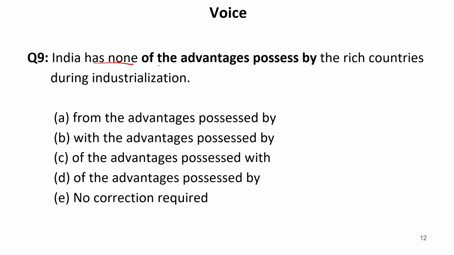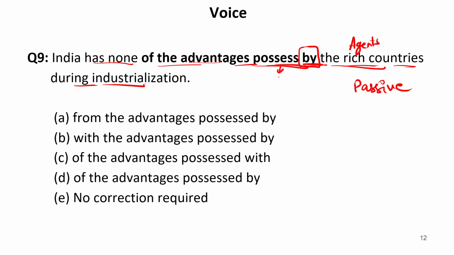India has none of the advantages possessed by the rich countries during industrialization. Now India has none of the advantages. This is one part. Possessed by. Now by is written over here. The rich countries. So these are agents. And if by is written, it means the sentence should be in passive voice. And if the sentence has to be in passive voice, this verb is incorrect. This form of verb is incorrect. It has to be made in verb third form.